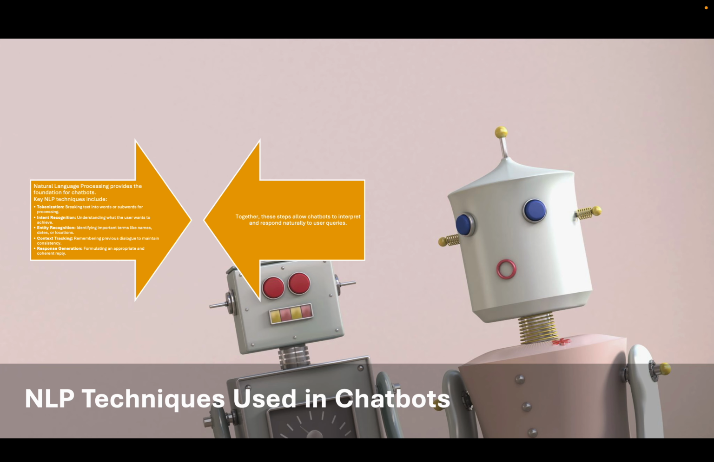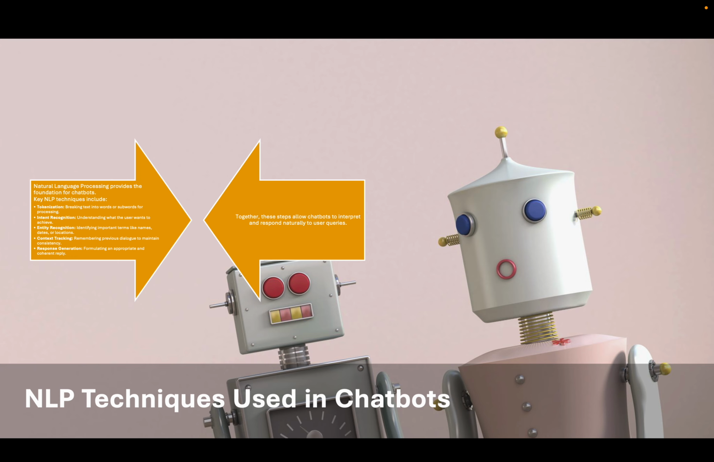NLP techniques used in chatbots. Now that we understand the evolution, let's explore the key NLP techniques that make chatbots possible. The first step is text pre-processing, which involves cleaning the input text, removing stop words and punctuation, and converting it into a suitable form for analysis. Next comes tokenization, where sentences are broken down into smaller units or tokens which help the system analyze meaning.